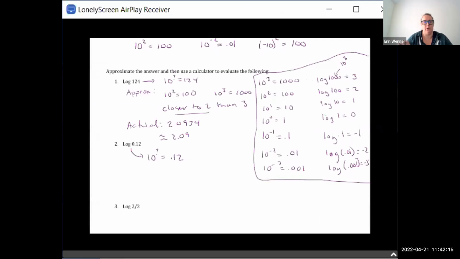Sorry, I forgot that I wasn't showing you that table again. So again, what I want you to think about is where 0.12 lands in that list of powers of 10, and then looking at the exponents, where would it be close to?